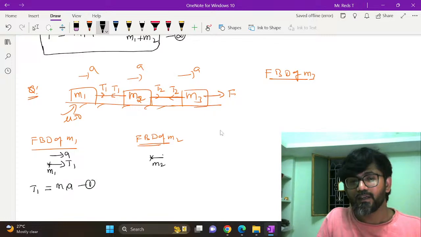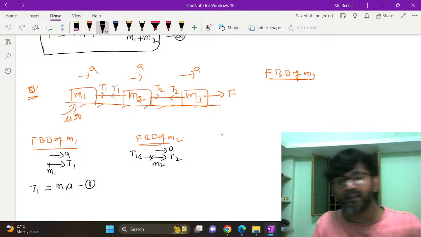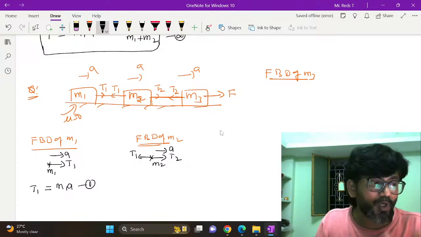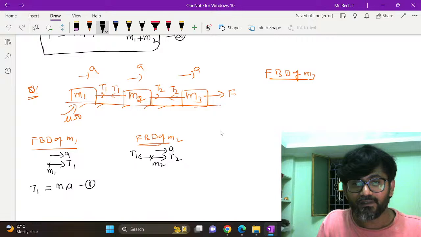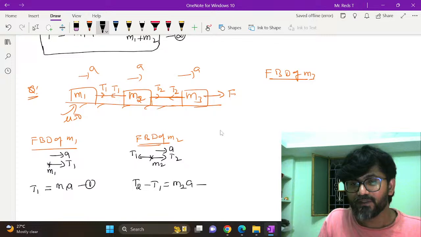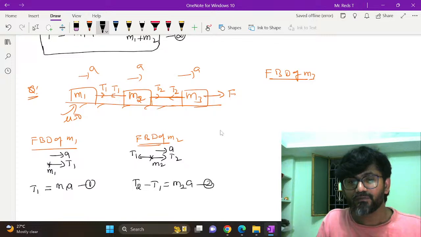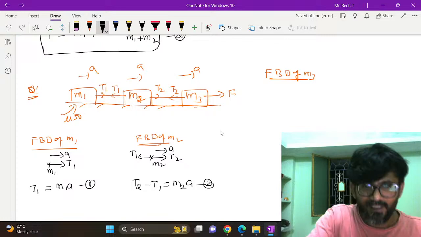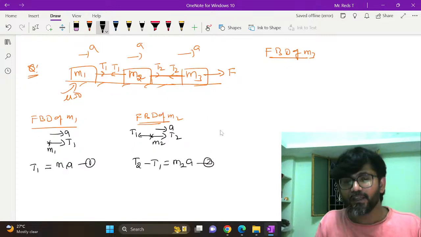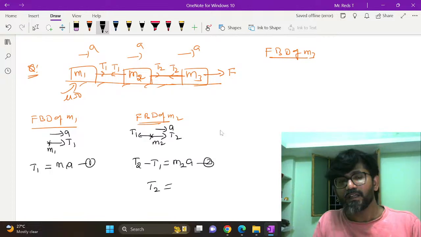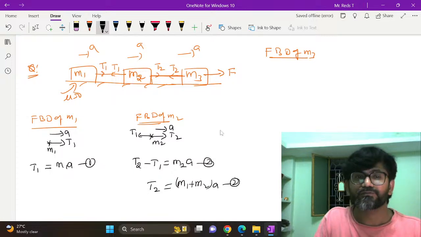For M2, forces here are T2 to the right and T1 to the left. It is moving with an acceleration to the right, so the rightward force is dominating. So T2 minus T1 is equal to mass times acceleration, M2A, equation 2. Further you can simplify this: T1 from equation 1 is M1A, so T2 is equal to M2A plus T1, which is M2A plus M1A. You can take this as equation 2 instead of the above one.